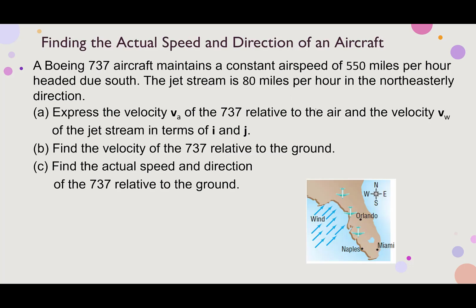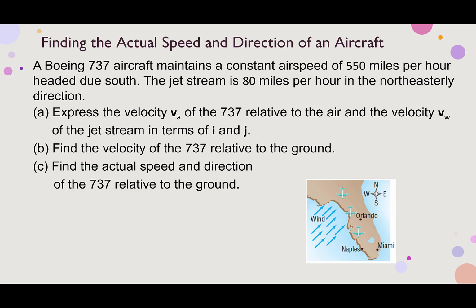This one's a little bit longer, so we're finding the actual speed and direction of an aircraft. We have a Boeing 737 that maintains a constant speed of 550 miles per hour headed due south. The jet stream is 80 miles per hour in the northeasterly direction. So we want to do a bunch of things here. Express the velocity, v sub a, of the 737 relative to the air, and the velocity v sub w of the jet stream in terms of I and j. Once we have those two, we can put them together.